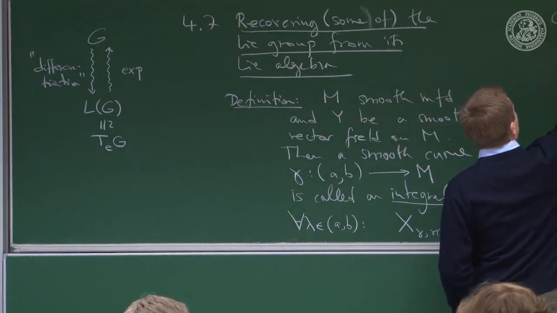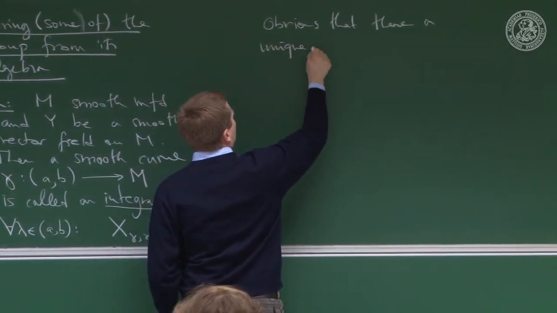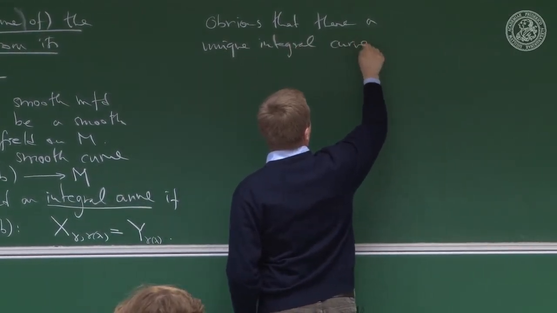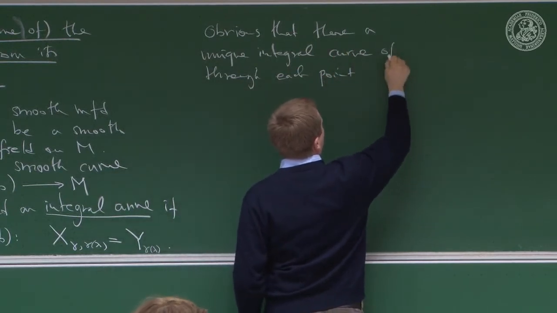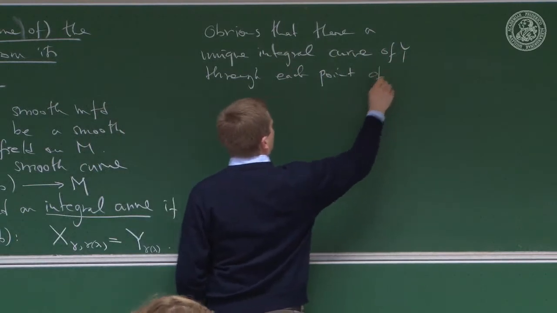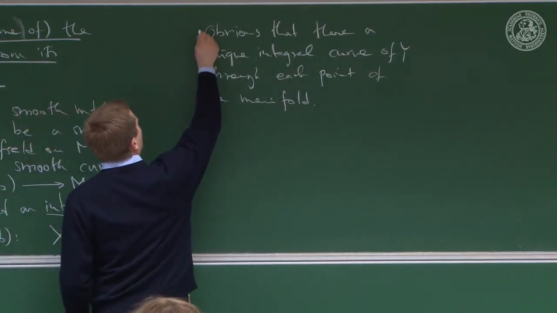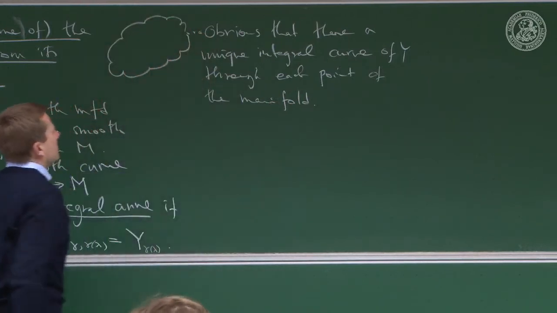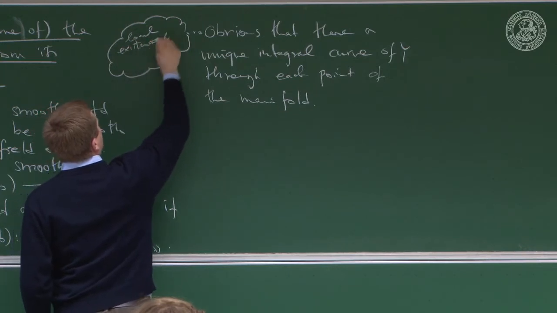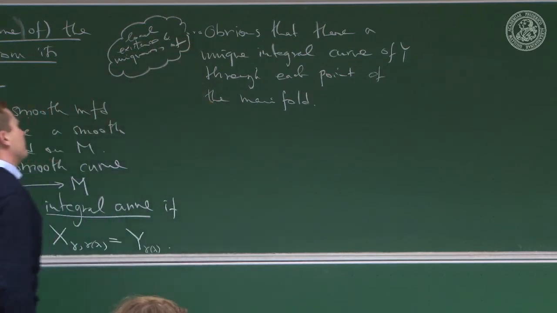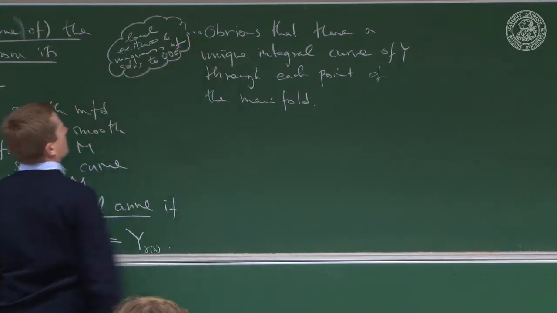Well, it's quite obvious that there is a unique integral curve of a vector field Y through each point of the manifold. Well, if I say it's obvious, actually this follows from the local existence and uniqueness of solutions to ordinary differential equations.